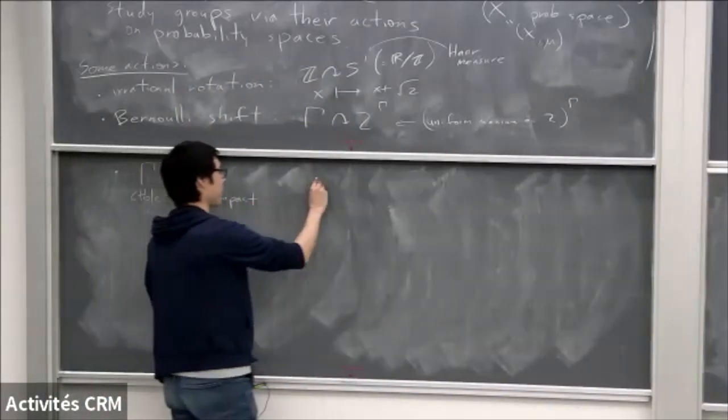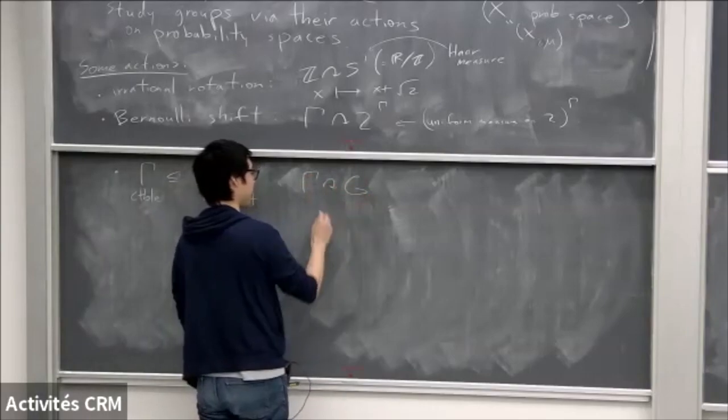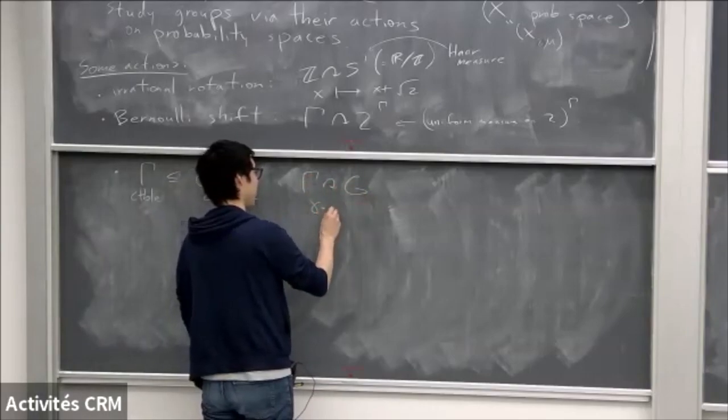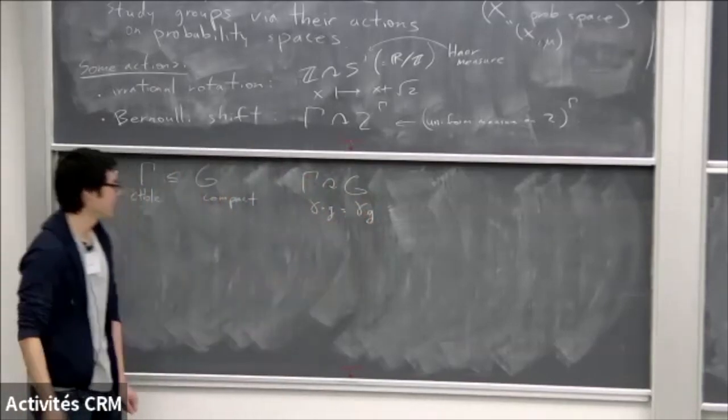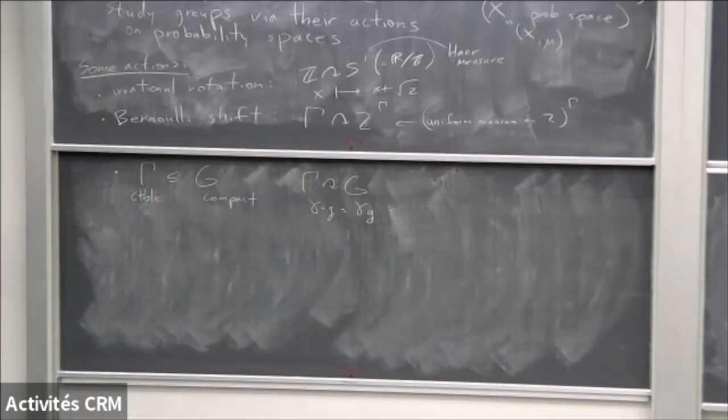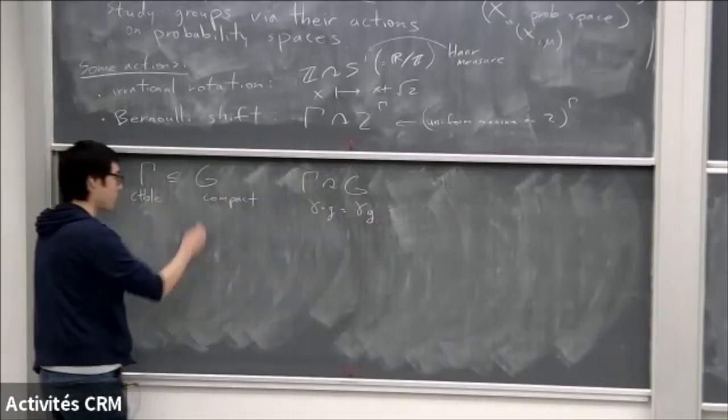Then you can just consider the left multiplication action. So gamma dot g is gamma g. It just multiplies on the left. So the equivalence classes are the right cosets of gamma. And it's a compact group, so it has a Haar measure.